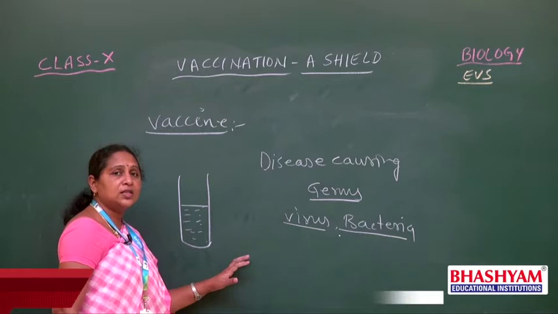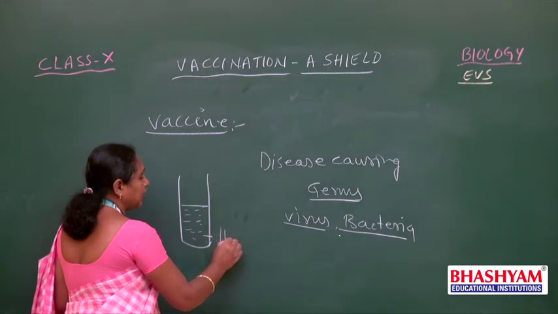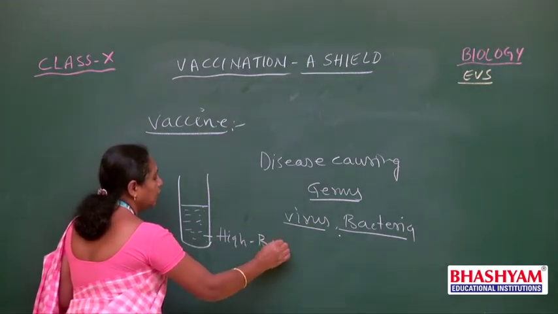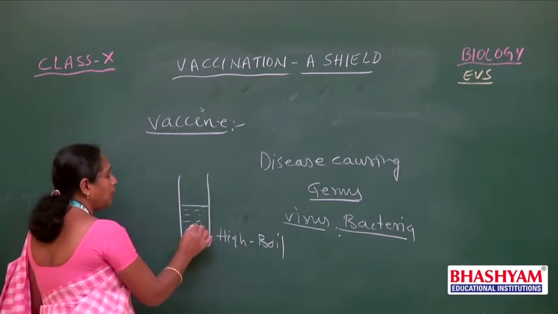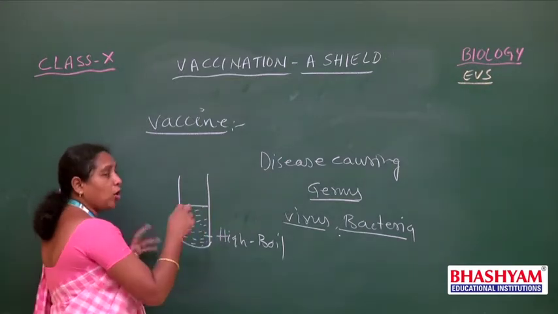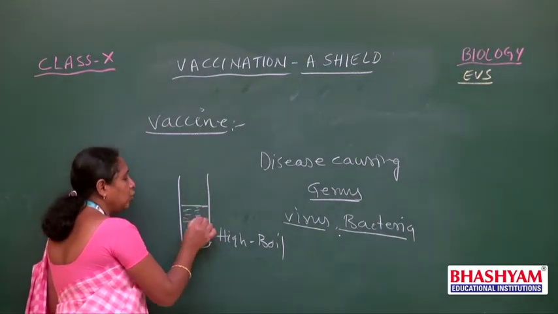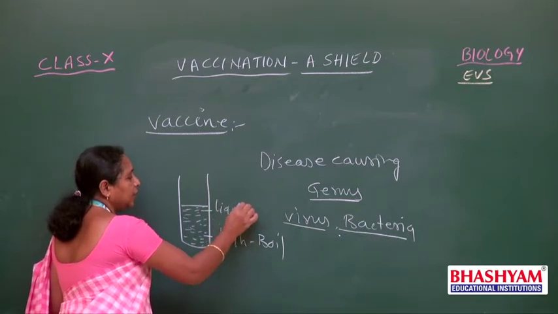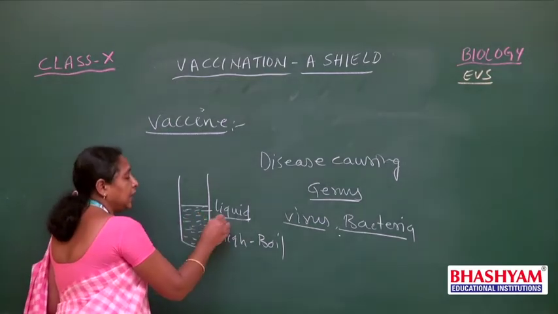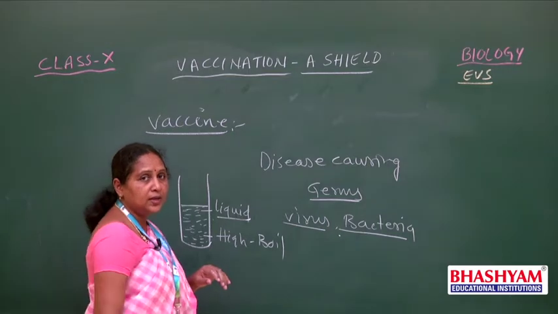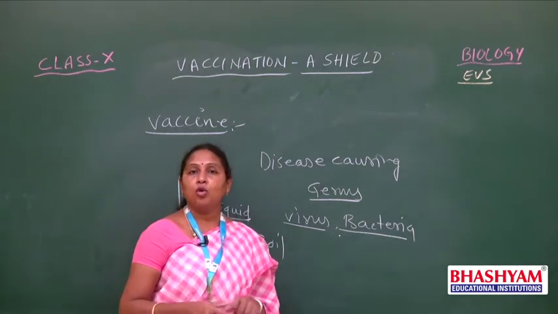All disease causing germs we collect separately in test tubes, and in these test tubes we boil them at a high temperature. When we boil at a high temperature, all the bacteria which are responsible for causing a disease die. After the death of these bacteria, they make one liquid suspension. This liquid suspension is given to the child in the form of a vaccine, either as an injection or as oral drops.